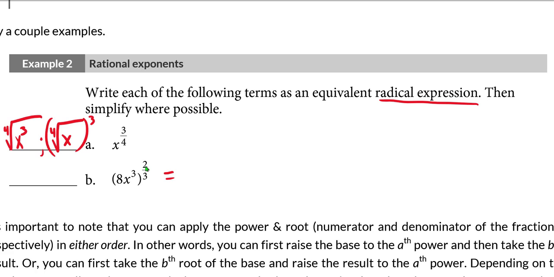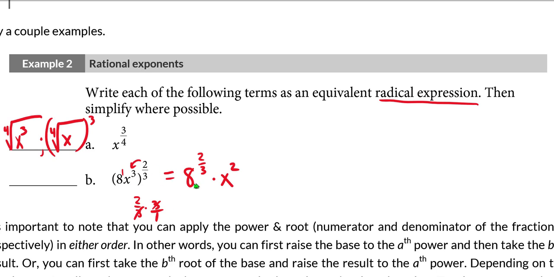Again, remember, we have this situation where we have the outside power. We have to distribute that outside power to both of the inside powers. So this is going to become 8 to the 2/3 times x to the 3rd to the 2/3. Remember that 2/3 times 3, the 3's cancel and we get 2. So this just all becomes x squared.